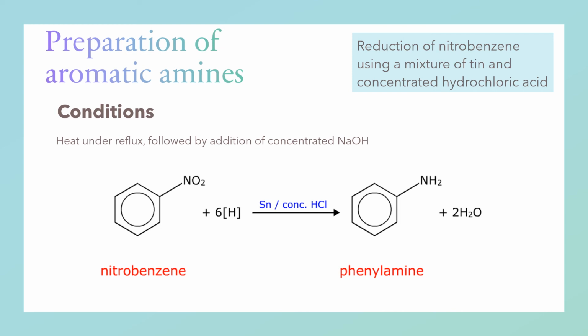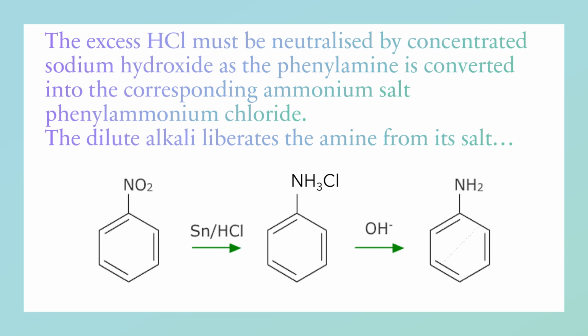Unfortunately, it's not really a rosy process to get to here. There's a bit of a stepping stone we have to get between. So we're going to look at that, and that's at the top of page 11. It says this at the top of page 11. The excess HCl must be neutralized by concentrated sodium hydroxide as the phenylamine is converted into the corresponding ammonium salt, phenyl ammonium chloride. The dilute alkali liberates the amine from its salt.